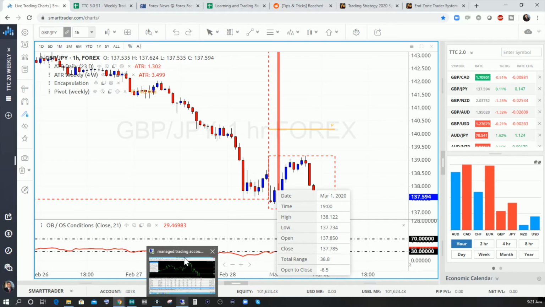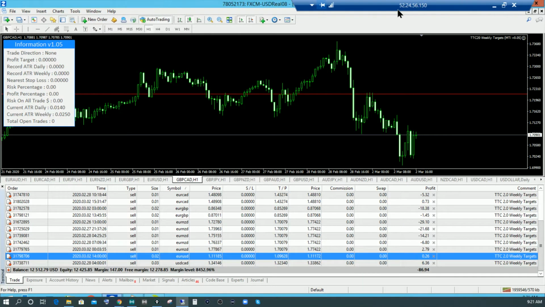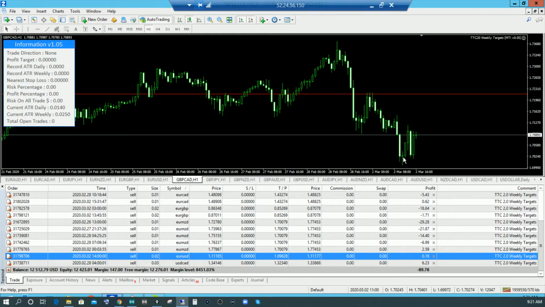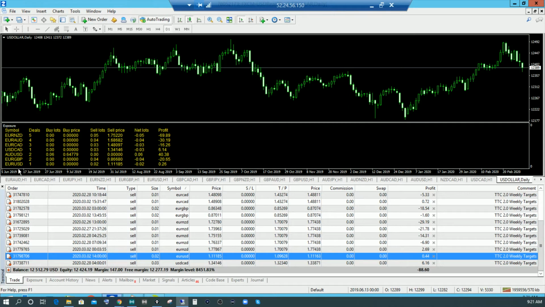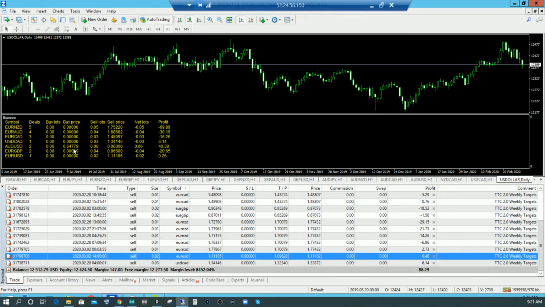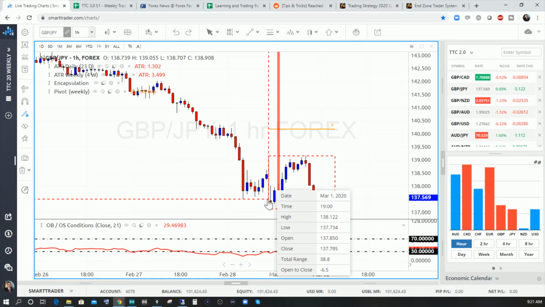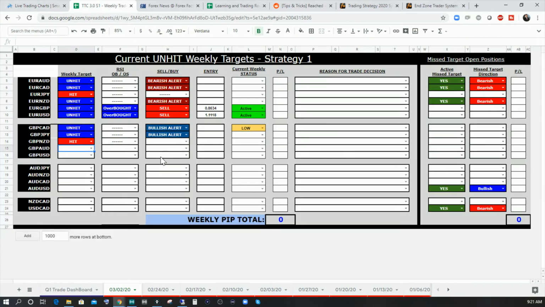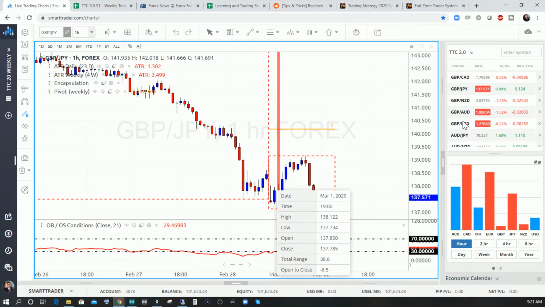My account's currently managed by FXM right here, and the FXM is not a buy right now on pound JPY. Yep, I'm not in on pound JPY right now. So I've got traders that said, yep, they are in. Okay, well then you're in. Right? I'm going to reflect what I have, and at the moment right now, I am not in. All right, so let's go back to pound Aussie.